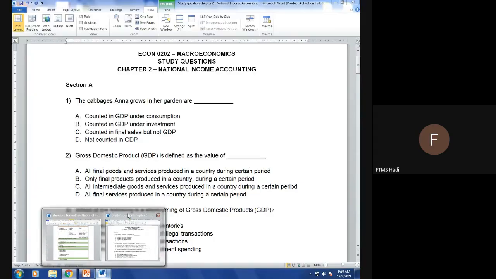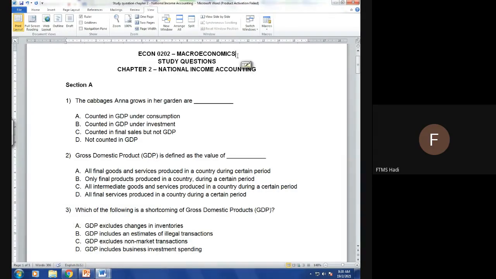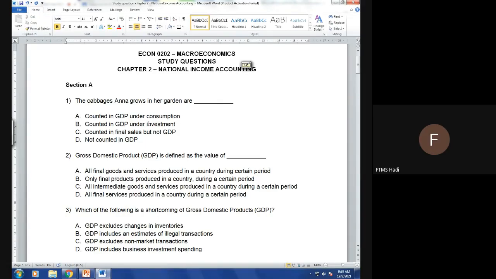All right. Let's have a look at section A. We will discuss the answers, so please jot down the answers. The first one: the cabbages Anna grows in a garden are counted in GDP under consumption, counted in GDP under investment, counted in finances but not GDP, or not counted in GDP. What do you think? Just take a while to guess.